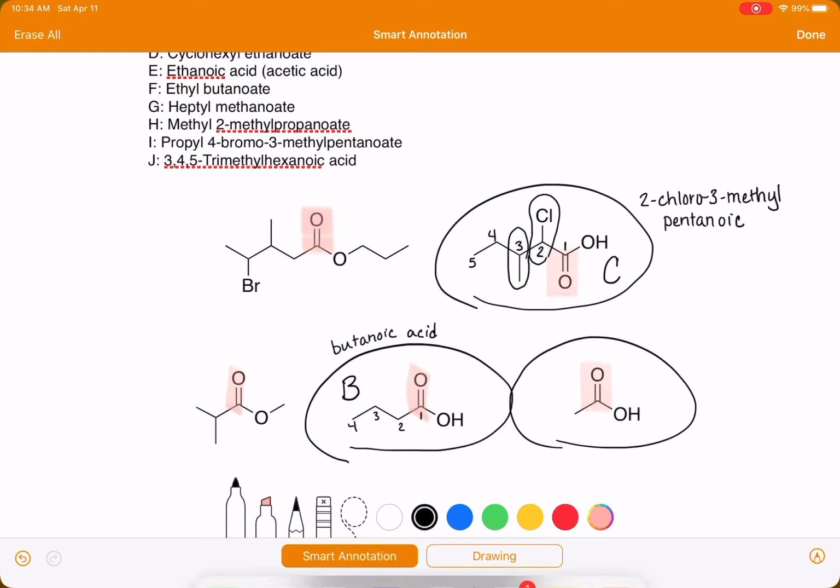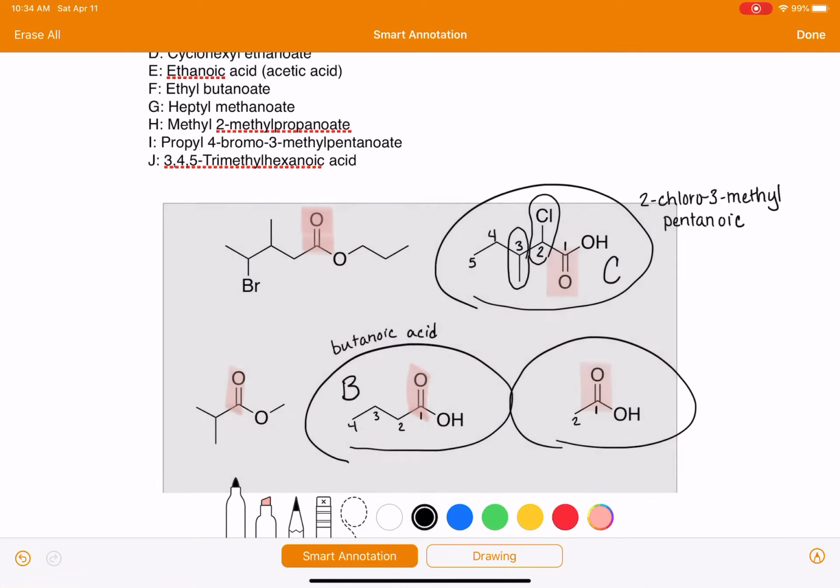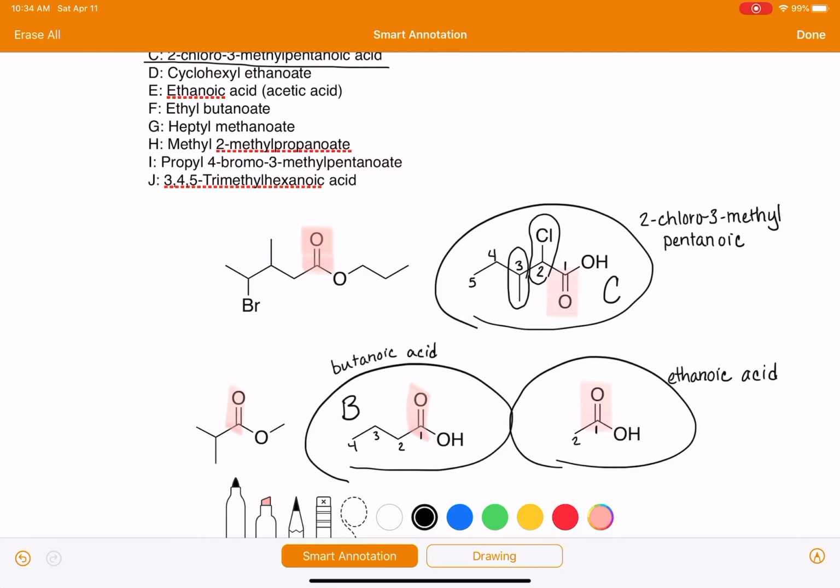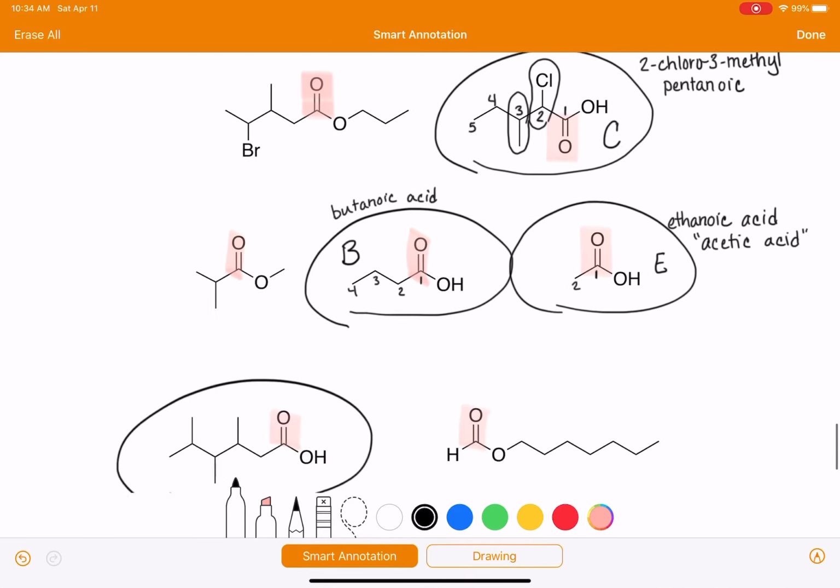Next one. This is another simple one. This is a 2-carbon carboxylic acid, so that's ethane, but drop the E, ethanoic acid. Let's see if we can find ethanoic acid. Oh, I see it. Ethanoic acid has a common name, like an everyday name, acetic acid. And you may remember that from 121. Acetic acid is the acid that's present in vinegar.